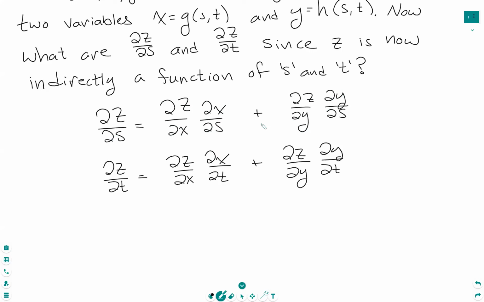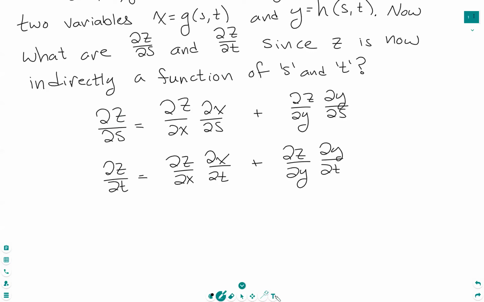So if maybe z is a function of x, y, and, well, I guess maybe we shouldn't do z. Maybe we can say it's another function of a, and a is also a function of s and t. You can just add another term here that corresponds. Okay.